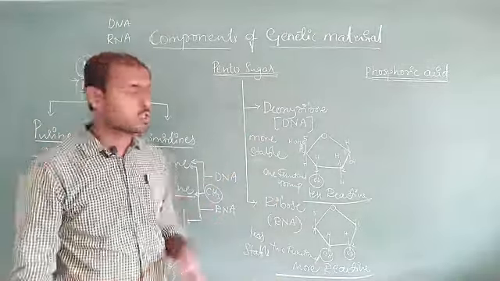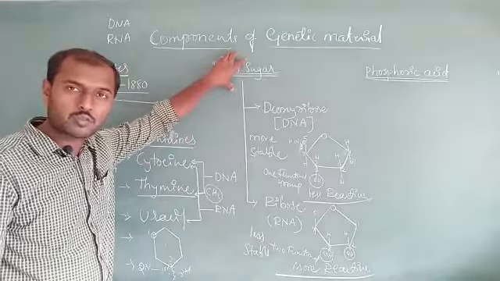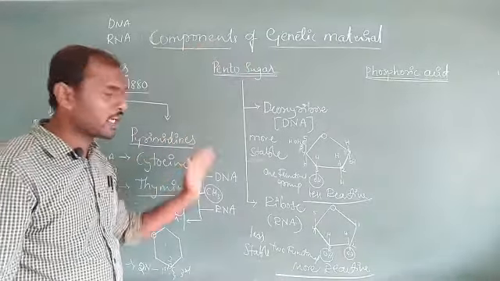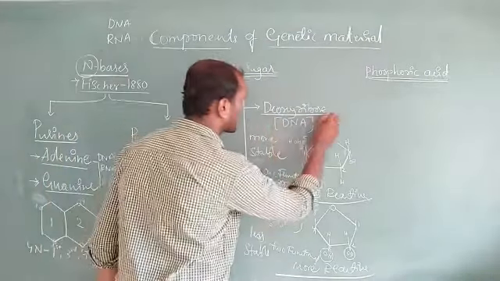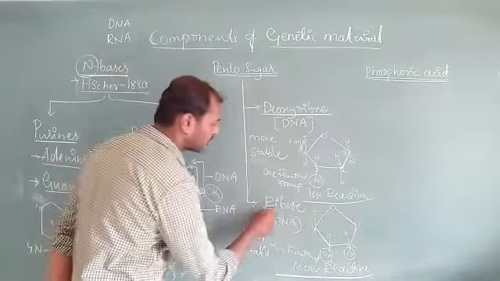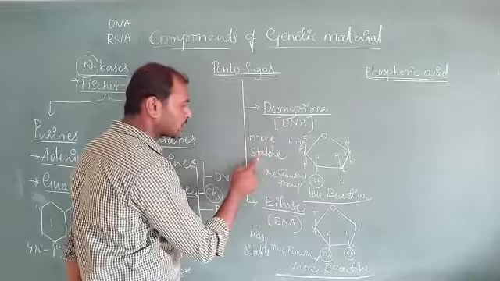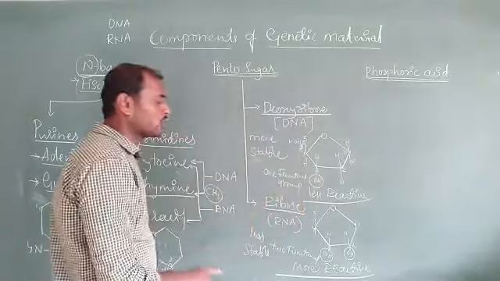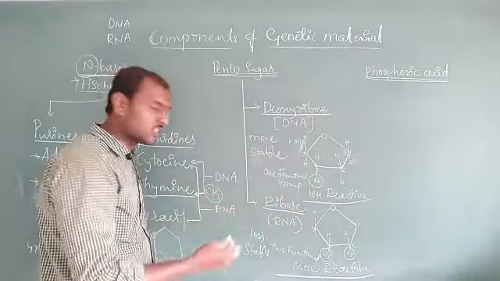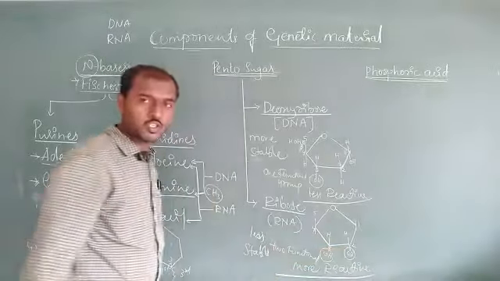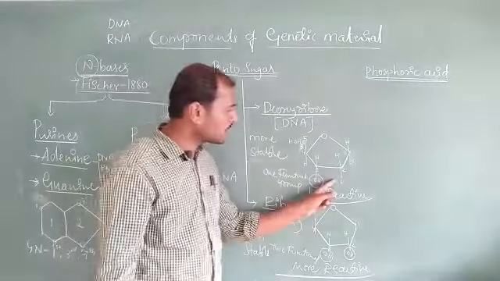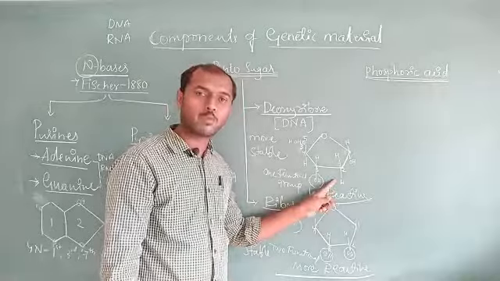So how many types of pentose sugars do we have? We have two different kinds of pentose sugars. The first one is called deoxyribose and the second one is called ribose. Deoxyribose is more stable because of one functional group, and ribose is less stable because of two functional groups. That is the change at the second position, or second carbon, of the pentose sugar ring.